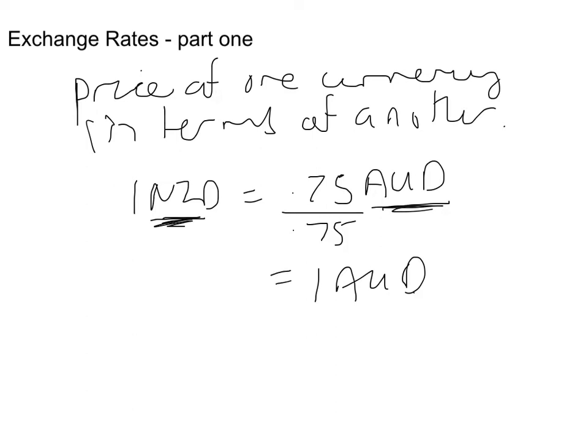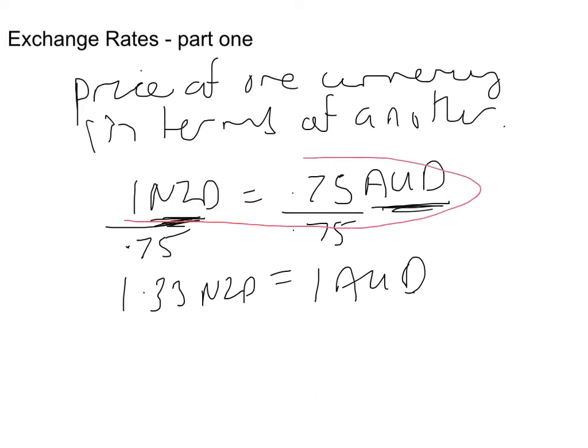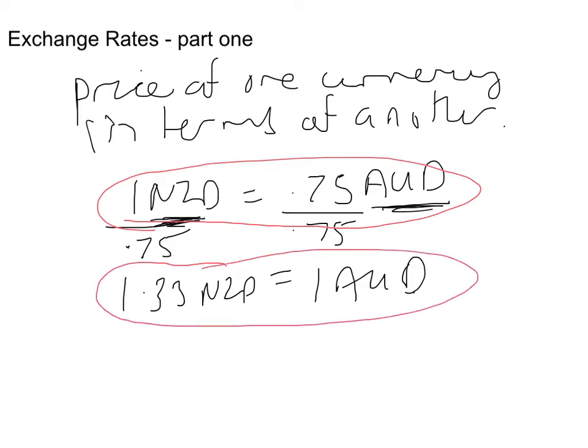Now, what we do to one side, we must also do to the other side. So I'm going to divide by 0.75 here, and when you do that calculation, what you should end up with is 1.33 New Zealand dollars. So both of these exchange rates are equivalent, aren't they? They're just looking at the exchange rate from different perspectives. This one is looking at it from the New Zealand perspective. This one is looking from the Australian perspective.